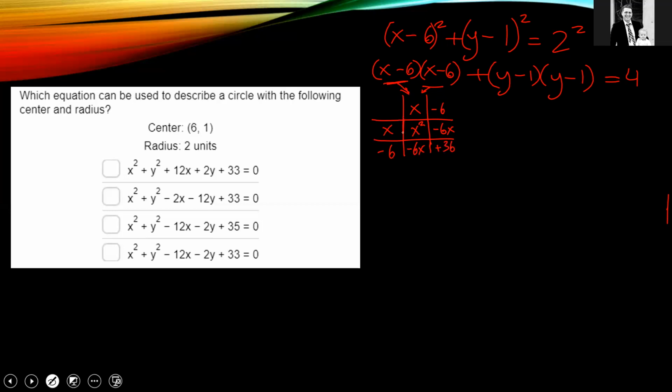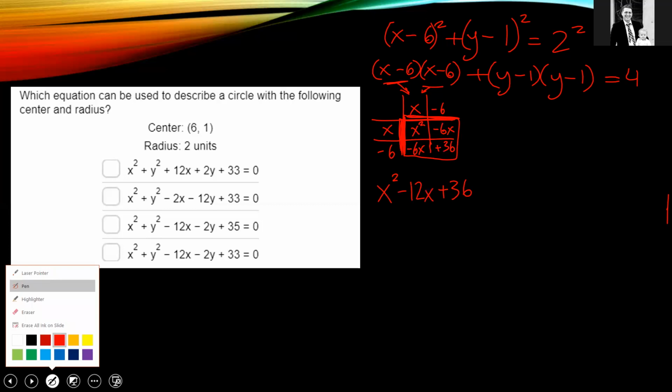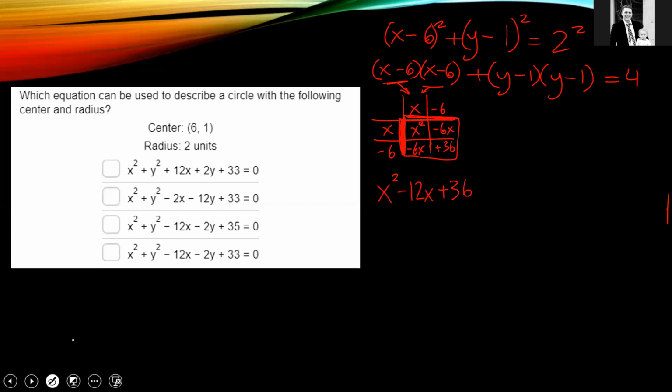So I'm going to write down this part as my product. Once I've squared, x minus 6 squared is x squared. Now we have -6x and another -6x. That's -12x altogether, plus 36. So x minus 6 squared is x squared minus 12x plus 36. There's a lot going on there.